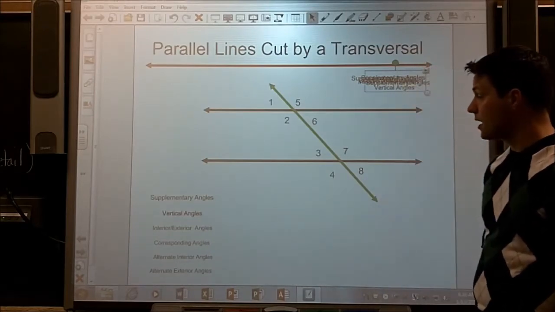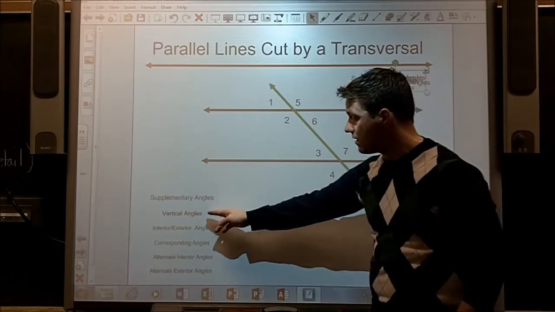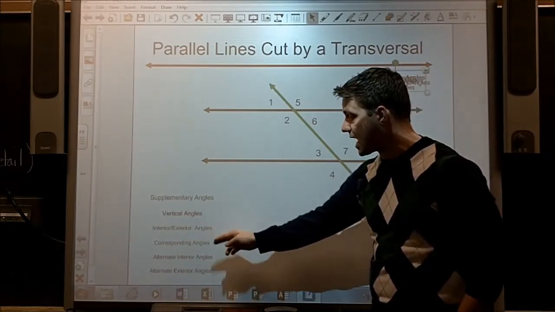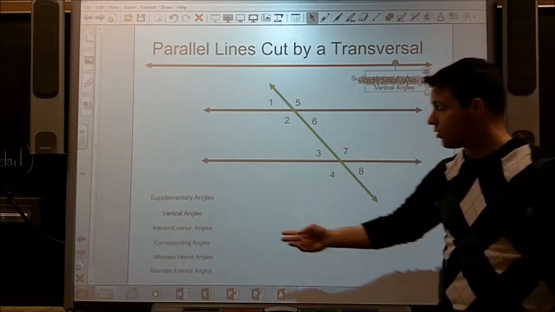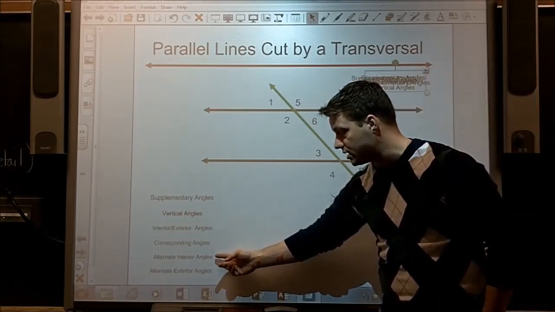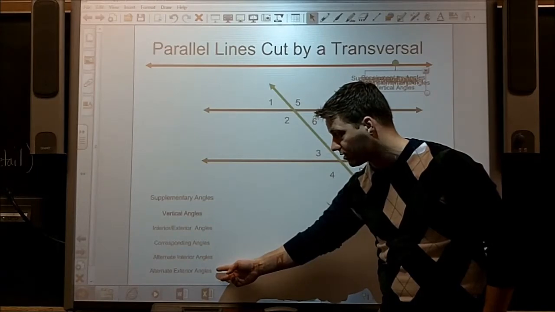Okay? So we've talked about supplementary and vertical and interior and exterior. Now I want to get into the 3 that we haven't, which are corresponding, alternate interior, and alternate exterior.